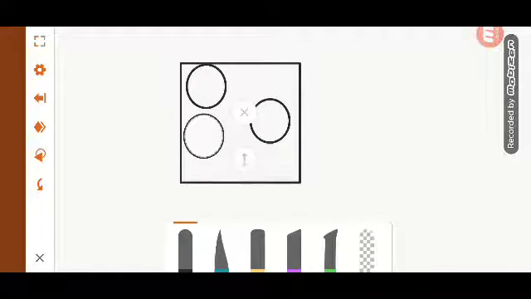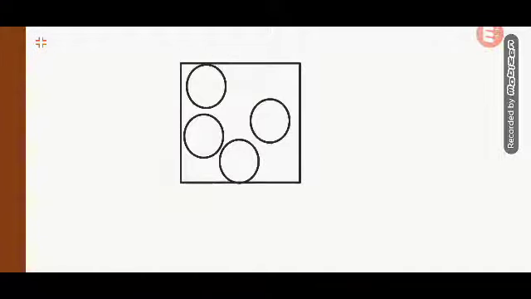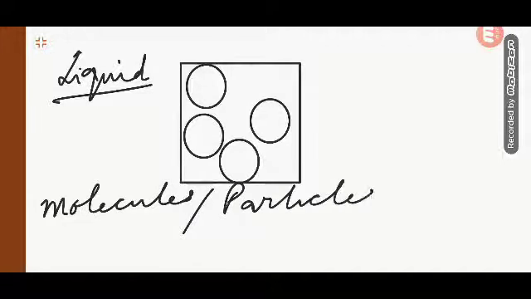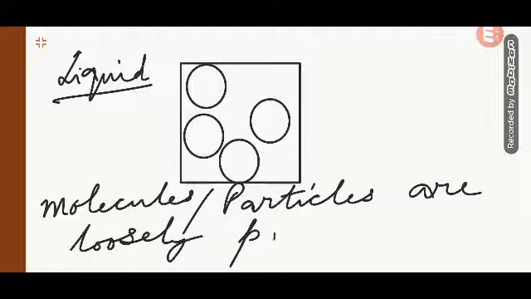Now the next is liquids. Molecules in a liquid are less tightly packed than those in solids. The molecules have more space between them. The force of attraction between the molecules is also not very strong. So these molecules move here and there. That is why a liquid can flow. But these molecules or particles do not move out of their place. That means they do not leave their container.